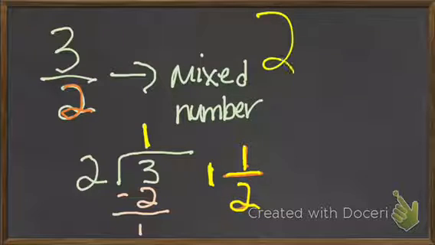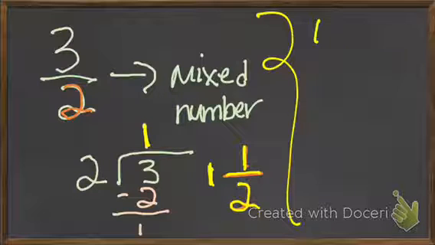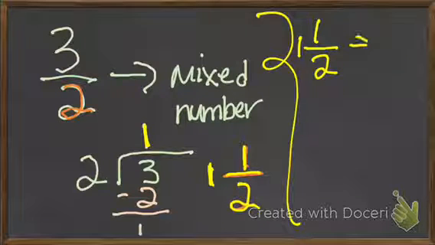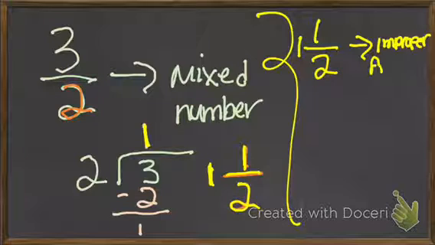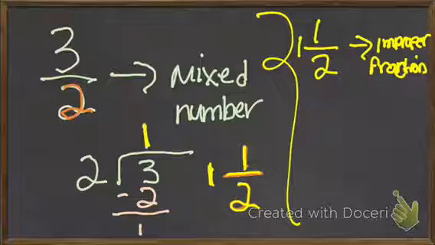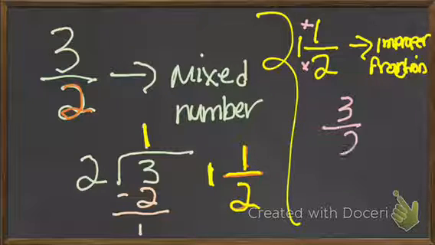Now we're going to go from a mixed number to an improper fraction. So how do we do that? Well, we're simply going to do a multiplication and an addition. We're going to say 2 times 1 is 2, plus 1 is 3. 3 over 2. The denominator stays. Let's look at another example of that.